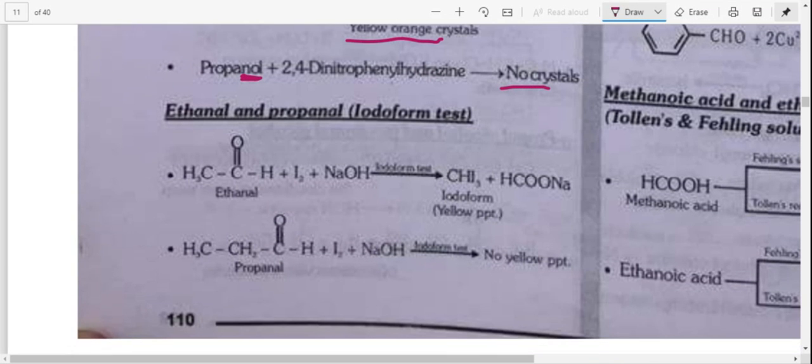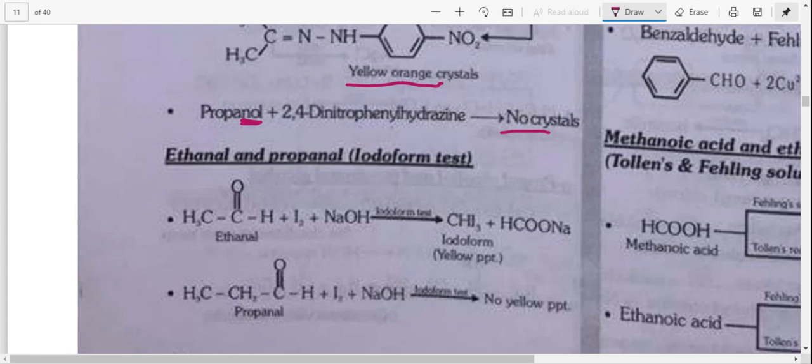Next, ethanal and propanal by iodoform test. Both are aldehydes, the CHO group is there. CH3CHO is ethanal, CH3CH2CHO is propanal. Ethanal gives iodoform test and it gives yellow precipitate, whereas propanal does not give iodoform test and does not form any yellow precipitate.